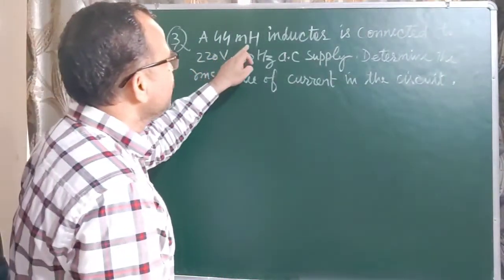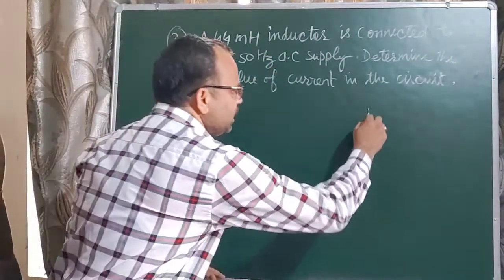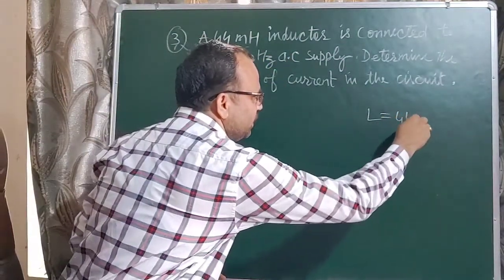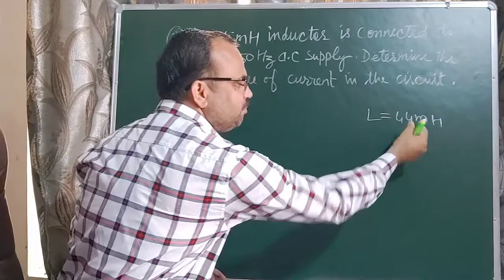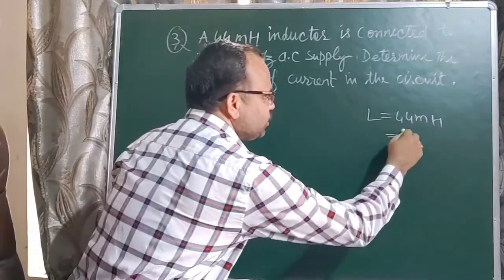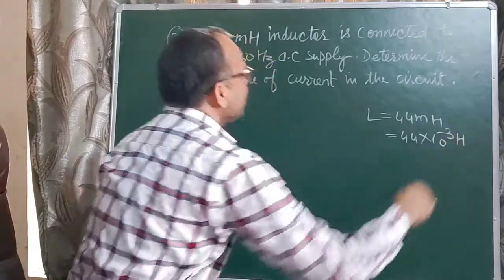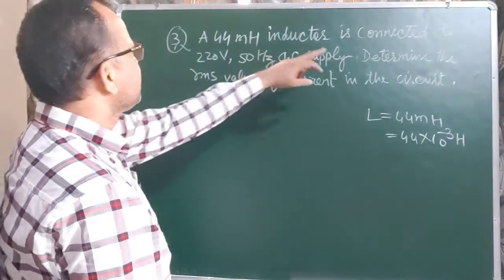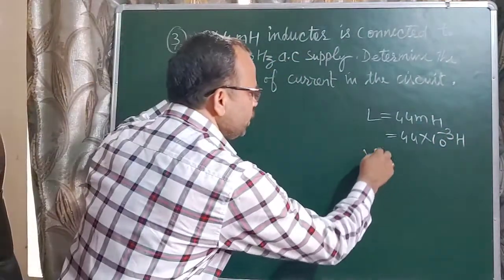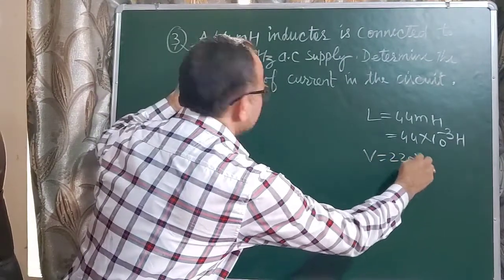Now note the another problem. A 44 millihenry inductor, meaning L equal to 44 millihenry. As we know that milli means 10 raised to power minus 3, meaning 44 into 10 raised to power minus 3 Henry. It is connected to 220 volt, meaning V equal to 220 volt.